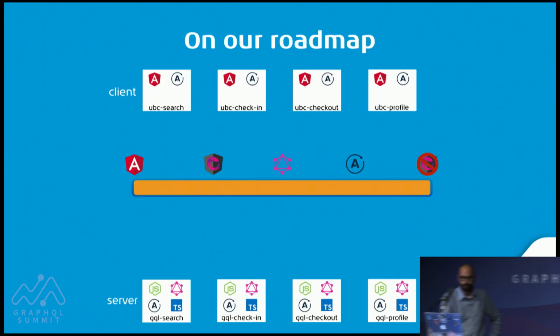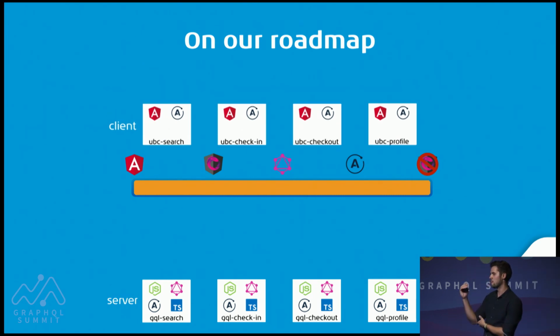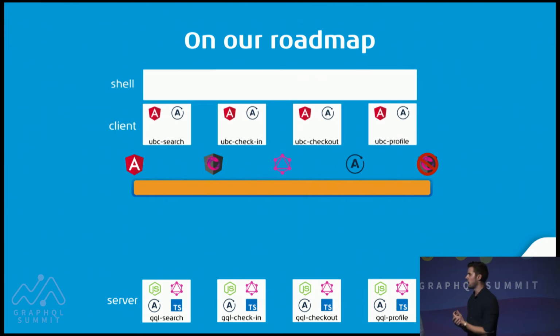Cool. So yeah, the things that are still on the roadmap, as Ugur just explained: right now, every UBC, the unique business components that we have, they all have their own Apollo client. But what we actually want to do is move this Apollo client to our Aviato shell and have it in there so that we have one big store.